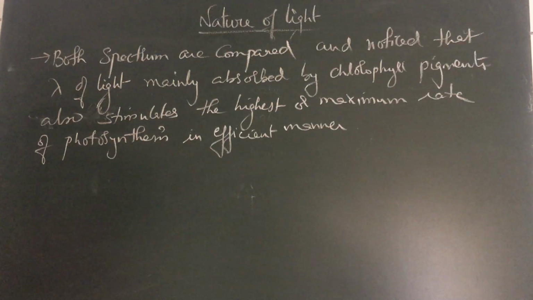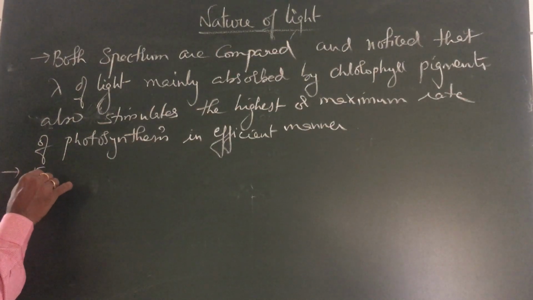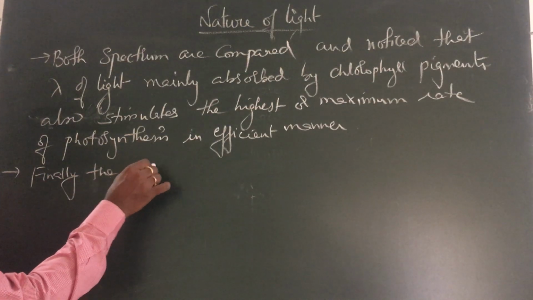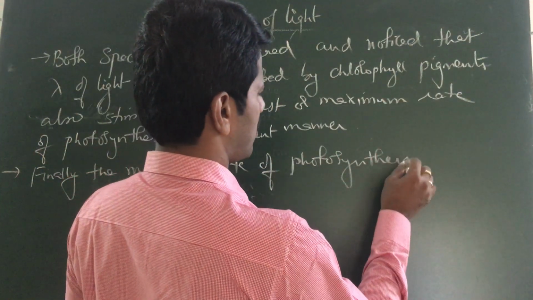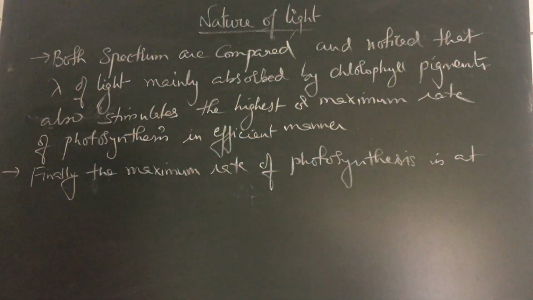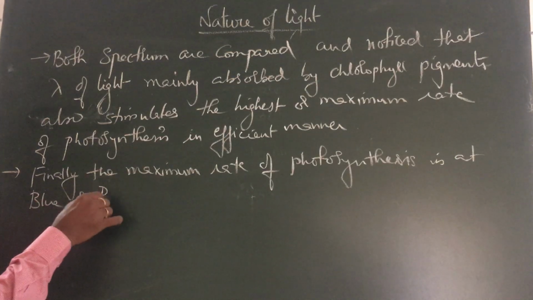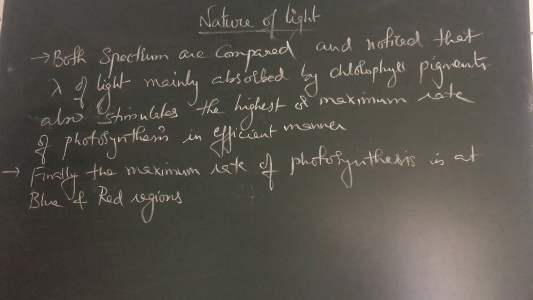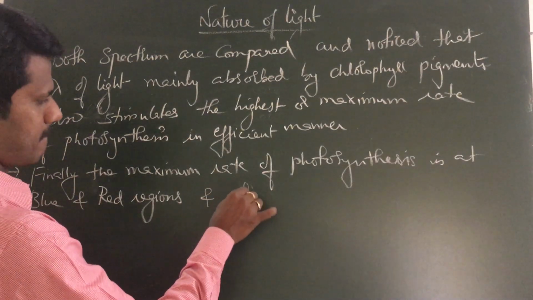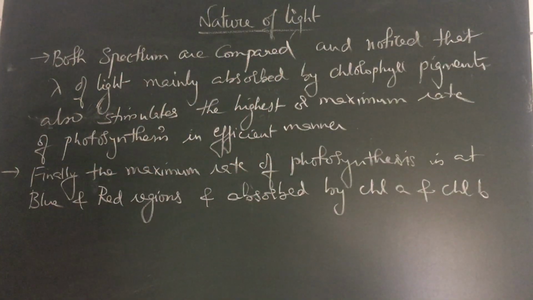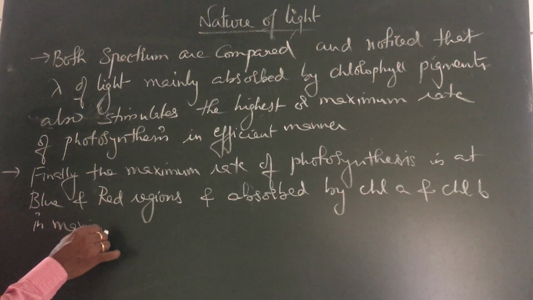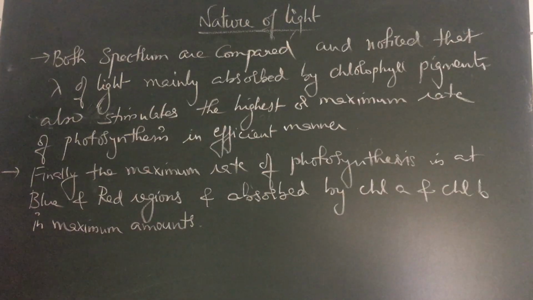So the maximum rate of photosynthesis is in the blue and red regions, which are absorbed by chlorophyll A and chlorophyll B in maximum amounts.